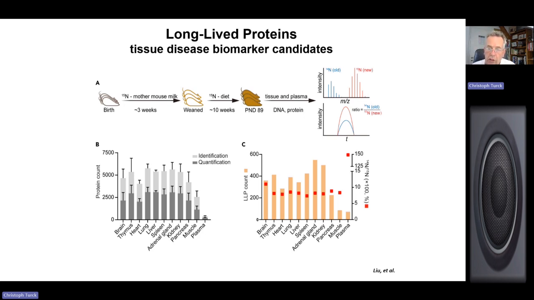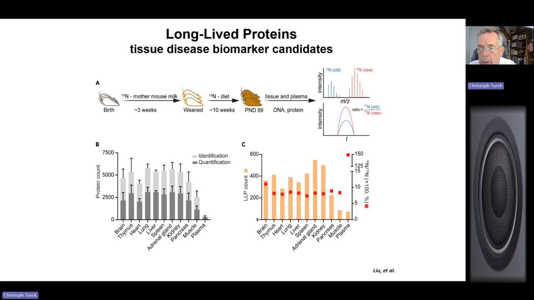This is actually a collaboration with Yaoyang Zhang in Shanghai, my former graduate student, now professor in Shanghai. They identified and quantified a lot of proteins, and then found quite a number of long-lived proteins. These are the different organs that were interrogated. Not surprisingly, in the brain, the red squares indicate the long-lived proteins. The brain has the most because it's a very low turnover organ.